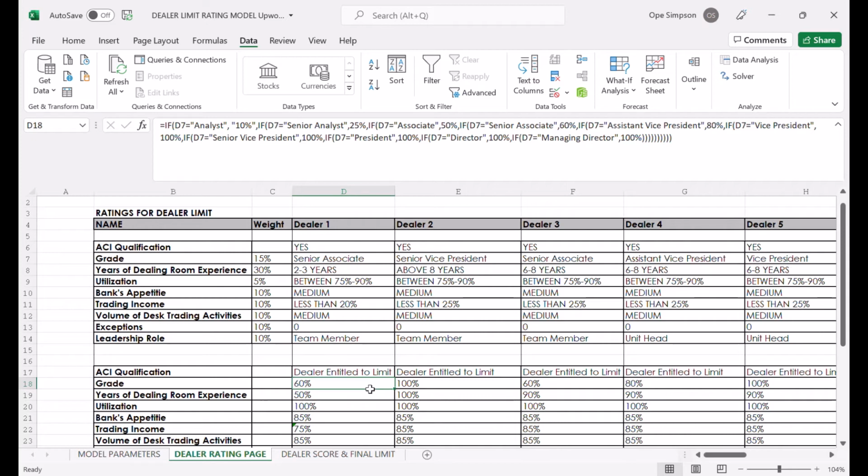For individuals or dealers that are analysts, they are allocated 10% of this parameter, 25% if they are senior analysts, all the way to presidents and above who are allocated 100% of this parameter.